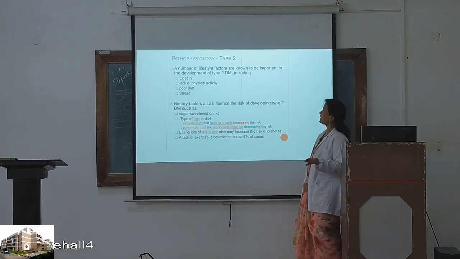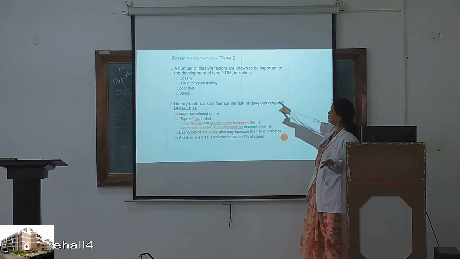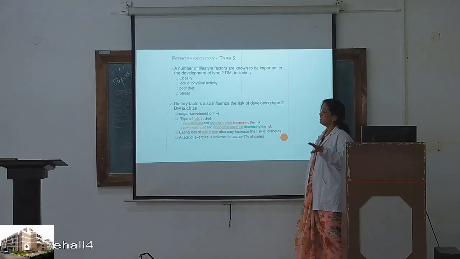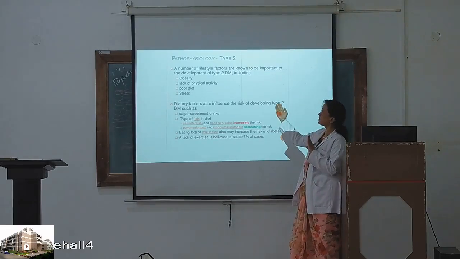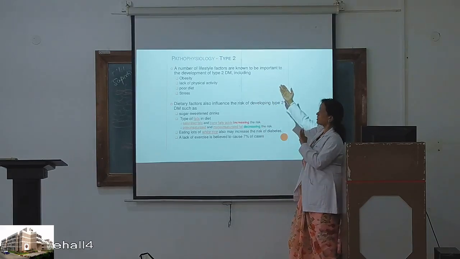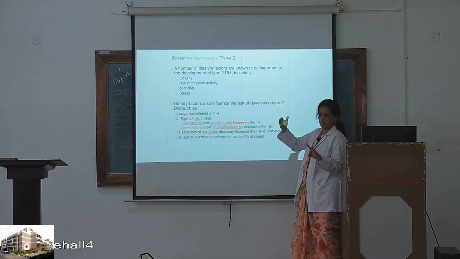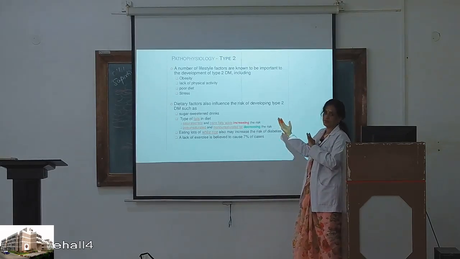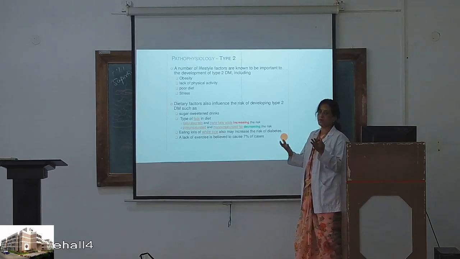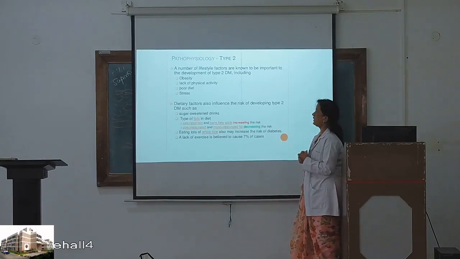So a number of lifestyle factors are known to be important in the development of this. Obesity, lack of physical activity, obesity. Eat more junk food, obesity. Then poor diet also. So that is on the other hand. Then stress. What does stress do? Releases a lot of cortisol and all the secondary effects there.